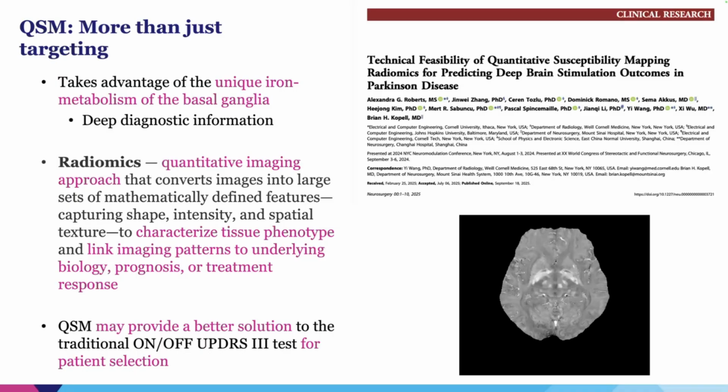And so we ran a study looking at the correlation of this radiomics approach with on-off UPDRS3 tests. And some of our initial findings indicated that QSM may provide a better solution, or maybe an equivalent solution, but better in terms of the labor intensivity of the on-off test for patient selection for DBS for Parkinson's disease. And so ultimately, I think QSM is an integral part of multimodal imaging.